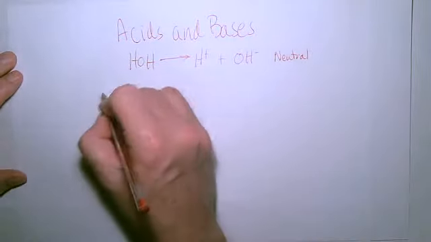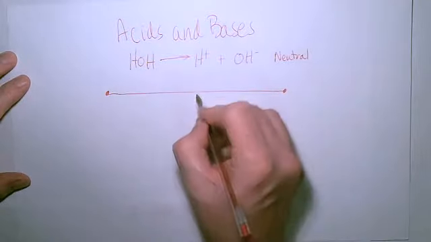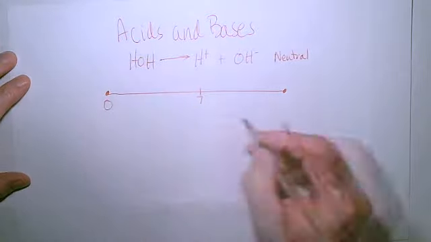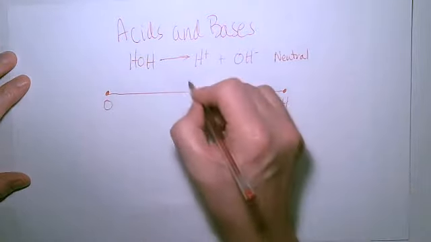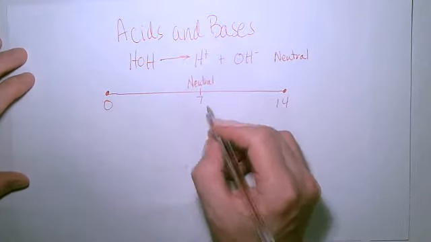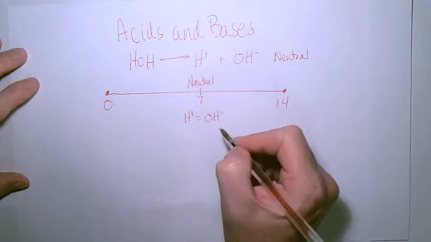Well, let's look at the pH scale. So here's going to be my pH scale. On the pH scale, neutral is 7, it's dead in the middle, and then we have 0 on one side and 14 on the other. So here in the middle is neutral. At this point, at 7, neutral means that the hydrogen ions are equal to the hydroxide ions.